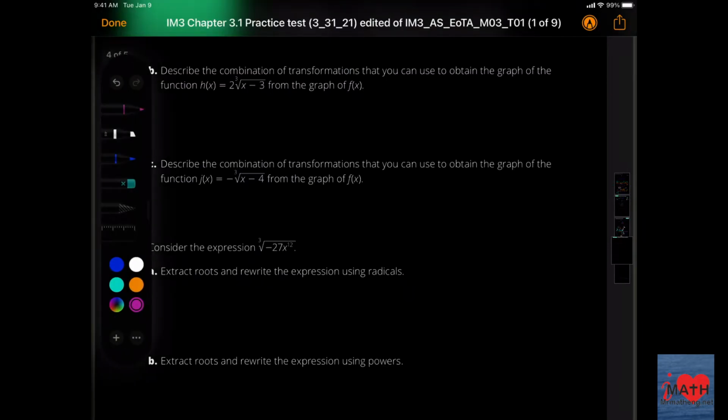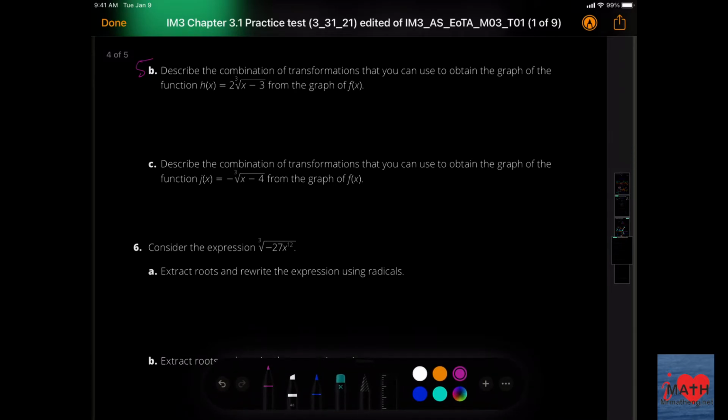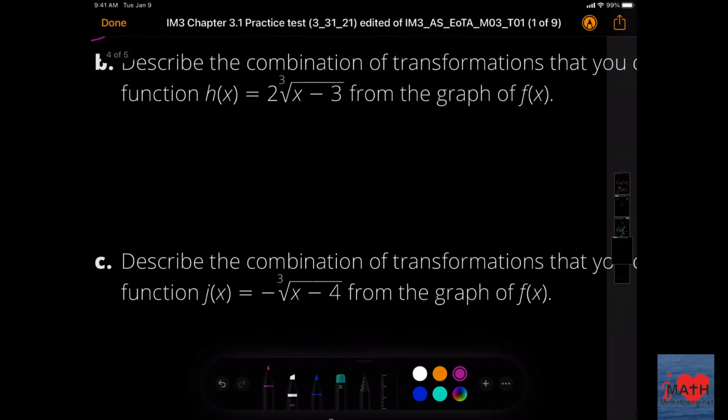All right, let's go over 5b. Describe the combination of transformations that you can use to obtain the graph of h of x equals 2 times the cube root, that's what that little 3 is called, of x minus 3. Same thing, I'm going to put the letters right above or below it, and you can start crossing off letters that you do not see. On the radical sign, to the outside right, there is nothing, so there is no d value.